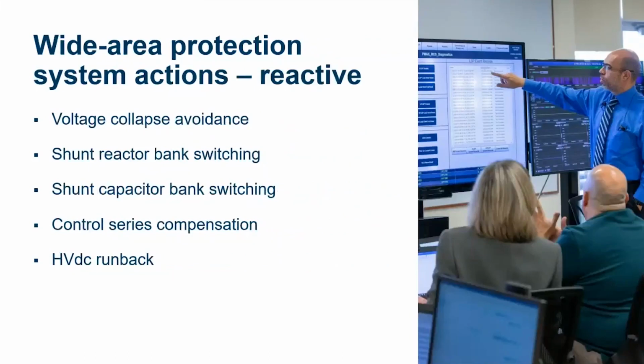Another area that should be considered to preserve system stability during power system disturbance is voltage requirement. Remedial action schemes can be implemented to avoid voltage collapse by not just load generation balancing, but controlling shunt reactor banks, shunt capacitor banks, controlling series compensation, HVDC runback, and static var compensator control. All of these control systems need to be well coordinated.